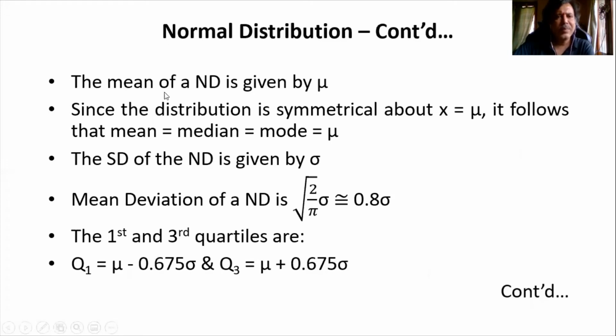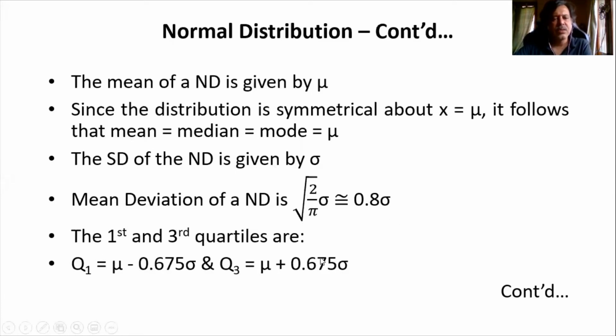We have already seen that the mean of the normal distribution is given by mu. Since it is symmetrical, mean, median, and mode coincide, and all will be equal to mu only. The standard deviation of the normal distribution is given by sigma. The mean deviation of a normal distribution is given by square root of 2 by pi times sigma, which is approximately equal to 0.8 times sigma. So it is easy to remember: 0.8 times sigma.